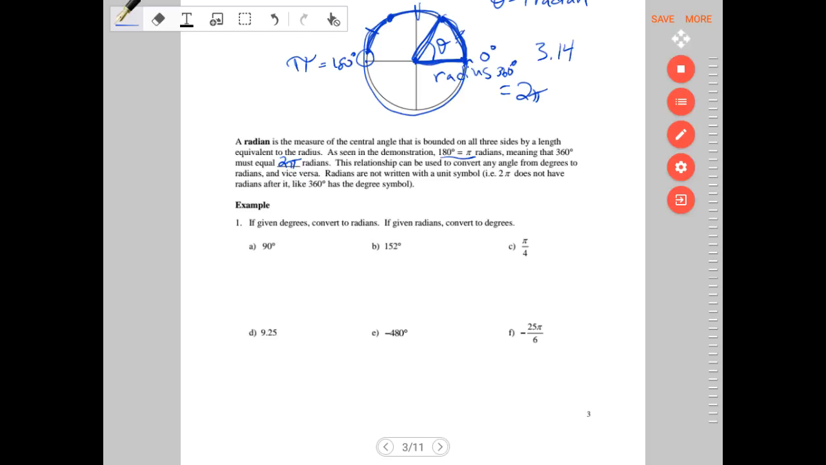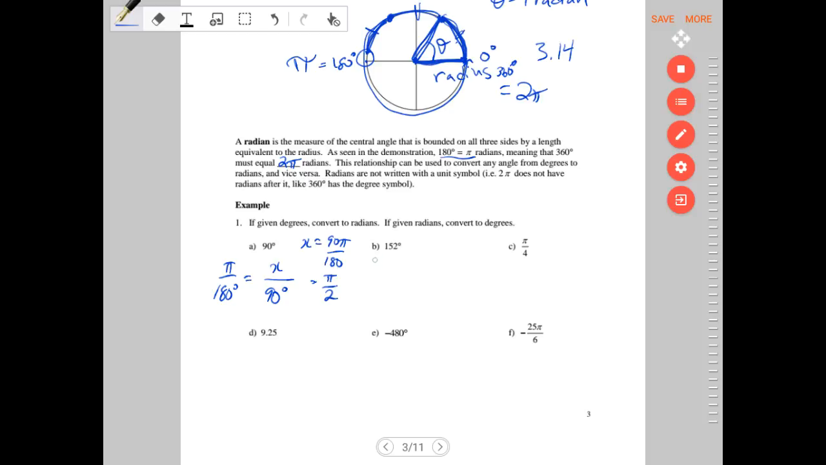Okay, so we're given degrees, 90 degrees. So we're going to start with the fact that pi is the same as 180. And when we do proportions, we should always put the same things on the same level. So because 90 is a degree, we put it with 180, and now we're going to cross multiply. So 90 times pi divided by 180 is x. So that would be 90 pi over 180. 90 divided by 180 is 1/2. So 90 degrees is the same as pi over 2 radians.